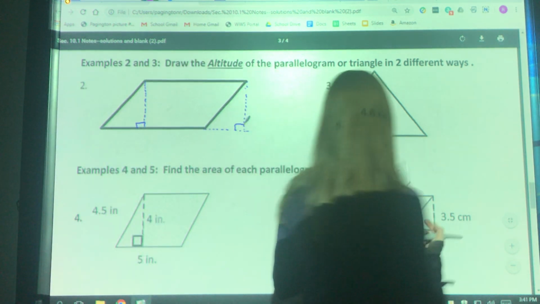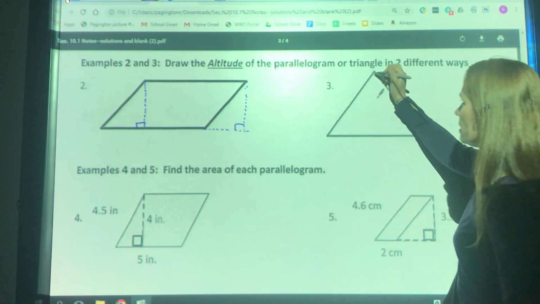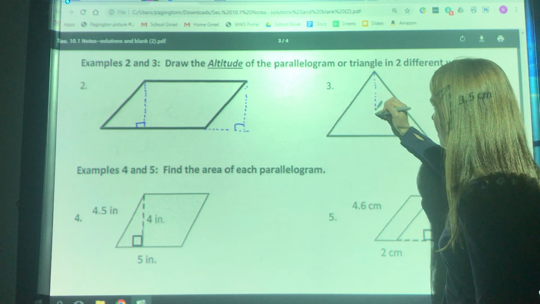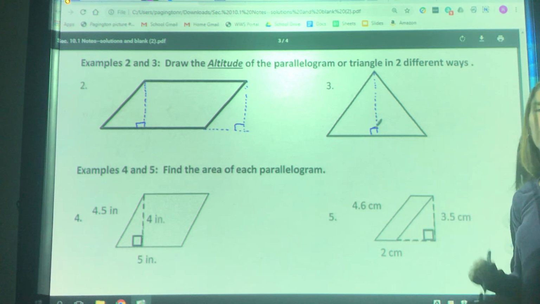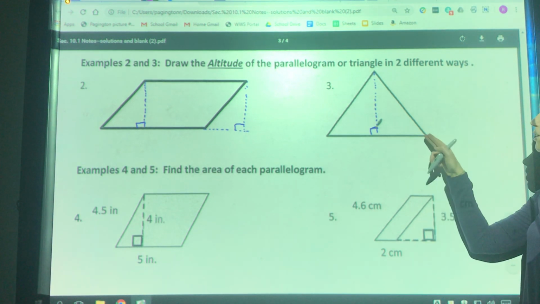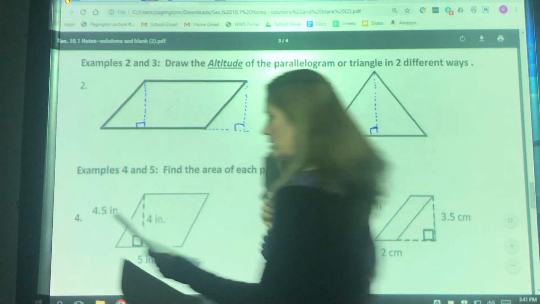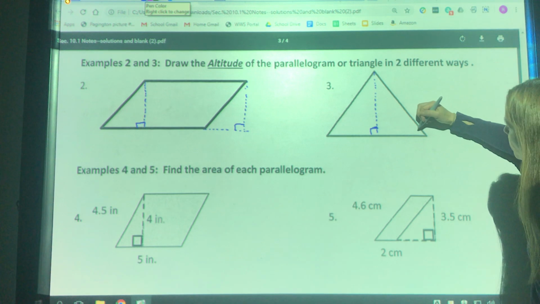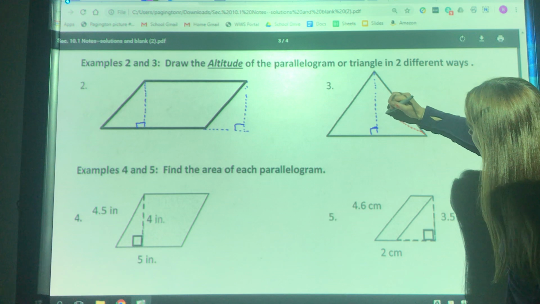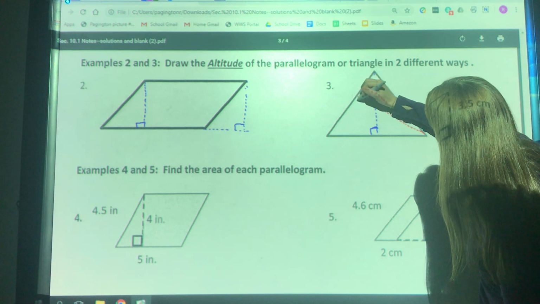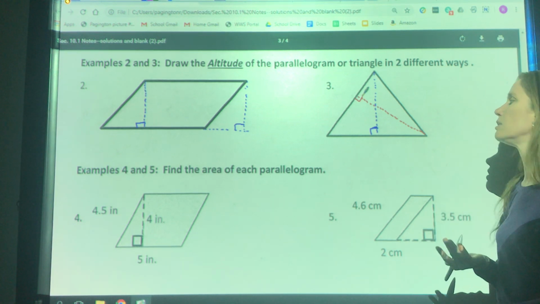Okay, same type thing over here for 3. If I try and draw the altitude from this vertex to this side, I can drop that altitude or height down, and it's going to form a right angle with the base there. If I want to go from this vertex over to this side, then I can do that as well to where it forms a right angle. Okay, so again, it just depends on which vertex to which side you're going to.